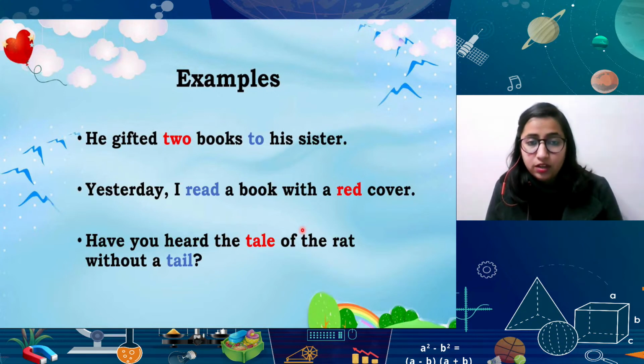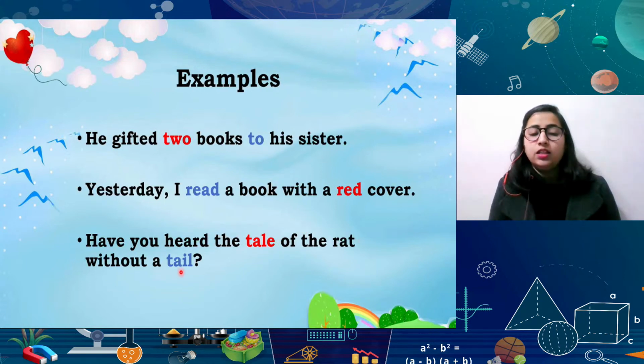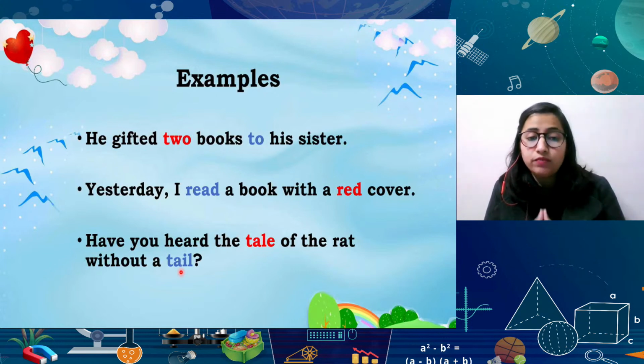Now the third one. The third one we have is tail, tale. Have you heard the tale of the rat without a tail? Have you heard the tale of the rat without a tail? So what is this telling me? The first tale means a type of story. Tale is a type of story. And what story is this about?